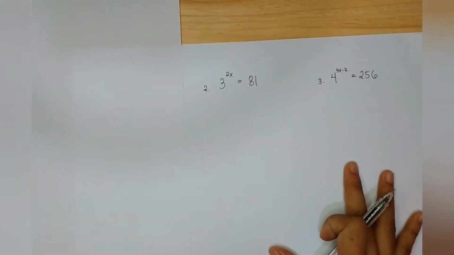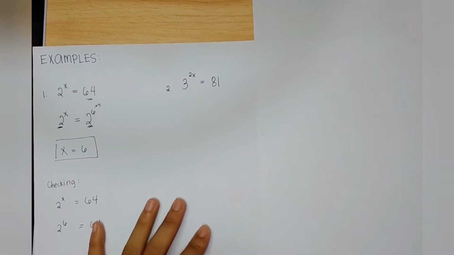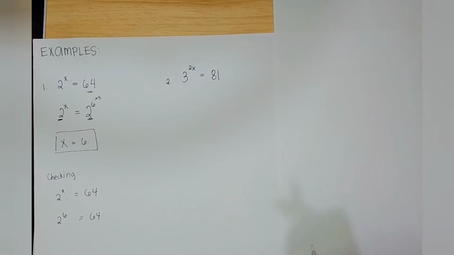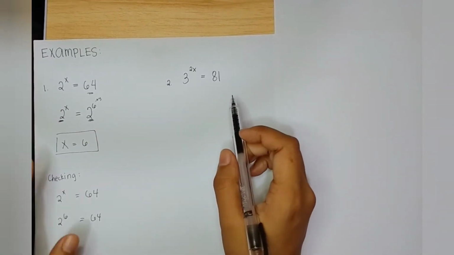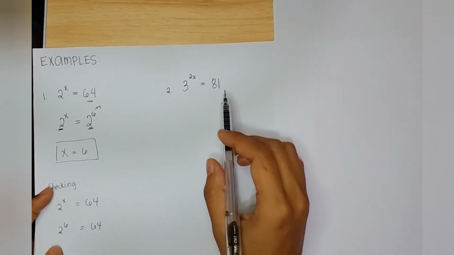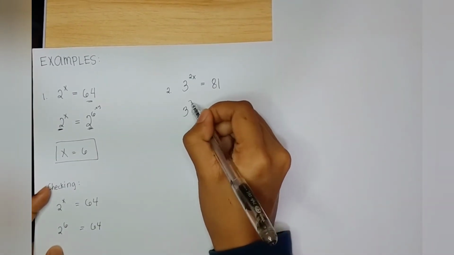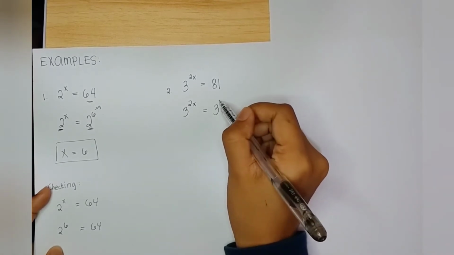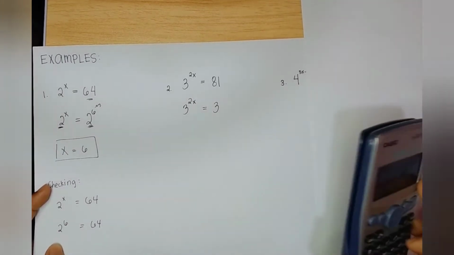So, we have example number 2. Takpan natin yung number 1 at takpan natin yung number 3 so that we can copy number 1. So example number 2 natin, we have 3 to the power of 2x is equal to 81. So the same sa ginawa natin sa number 1, dapat yung base natin is 3. So we have 3 to the power of 2x is equal to 3. Okay. Ano dapat yung exponent dito para magiging equal to 81 siya?